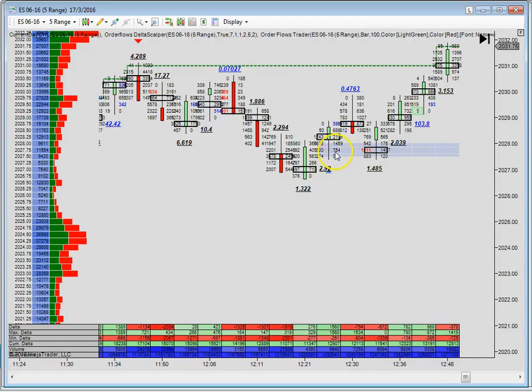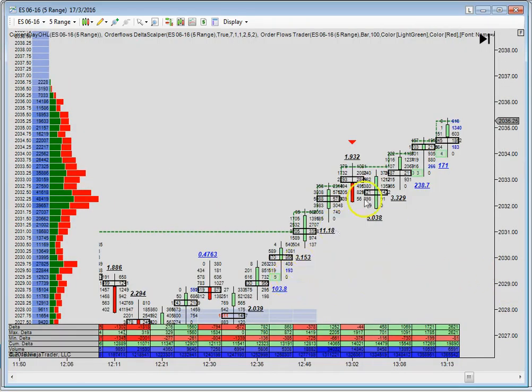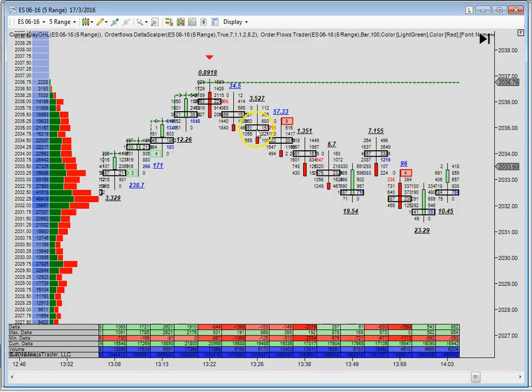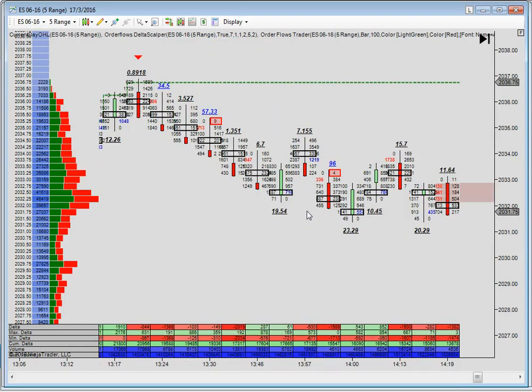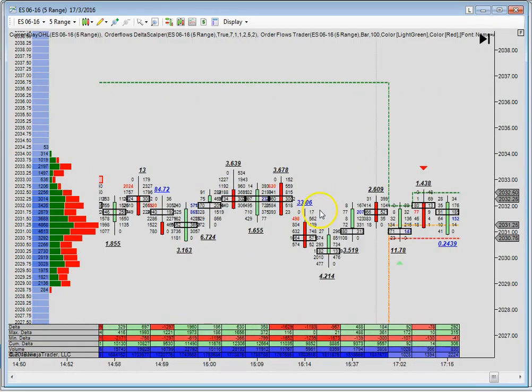There's another buy signal here, just before 12:30, around the 2028 level. And the market never really turned, never came back. We went all the way up, almost an 8-point move. So it was nice, even on the short-term chart.